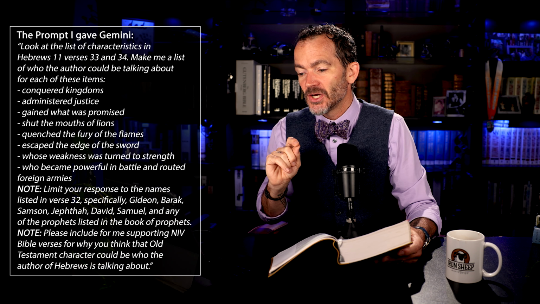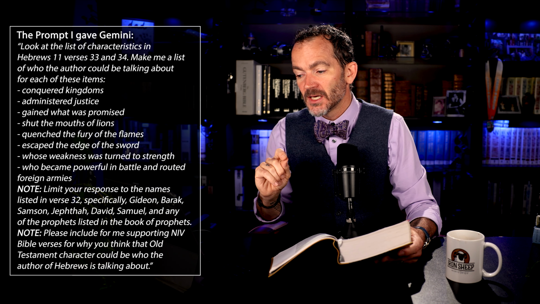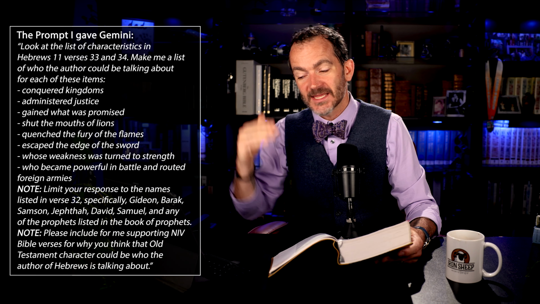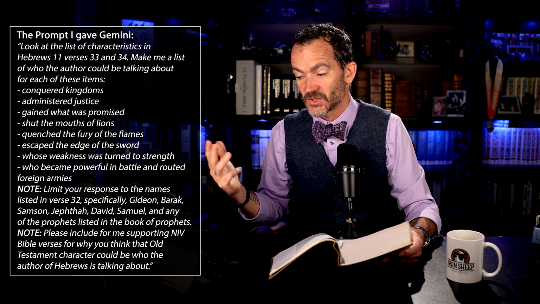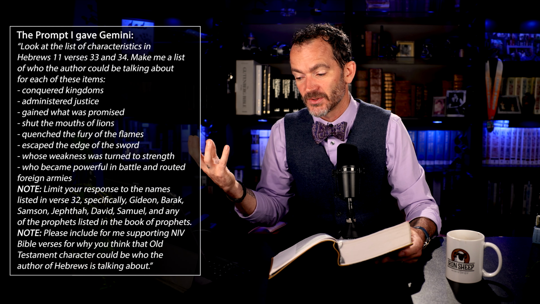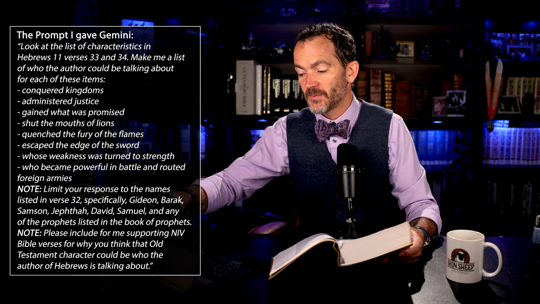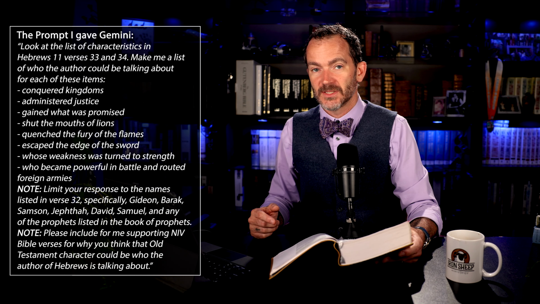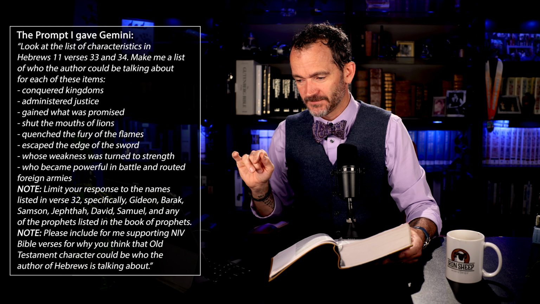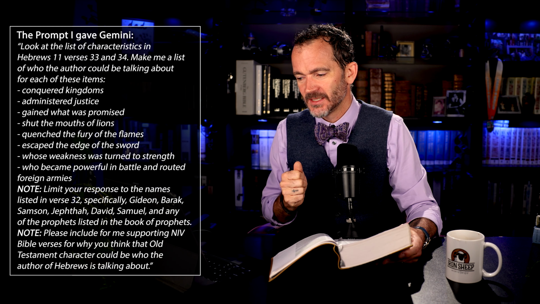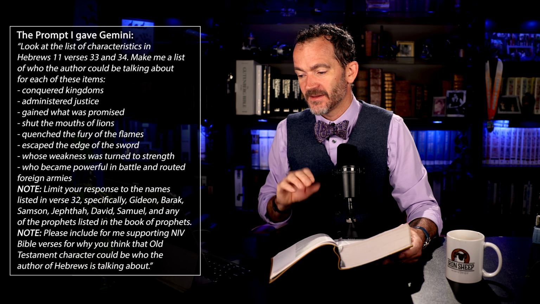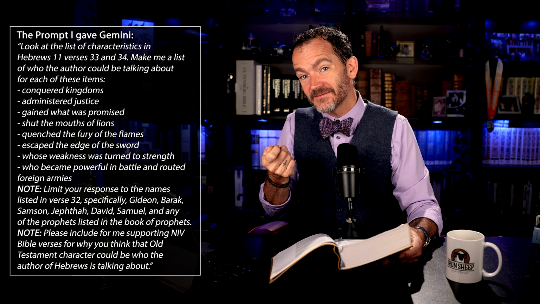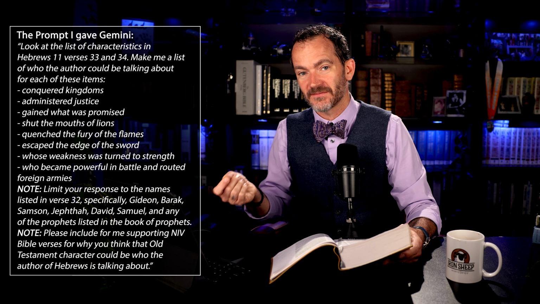Make me a list of who the author could be talking about for each of these. And then I listed it off. Conquered kingdoms, administered justice, gained what was promised, shut the mouths of lions, quenched the fury of the flames, escaped the edge of the sword, whose weakness was turned into strength, who became powerful in battle and routed foreign armies. Then I added, before I hit enter, limit your responses to the names listed in verse 32, specifically Gideon, Barak, Samson, Japheth, David, Samuel, and any of the prophets listed in the book of prophets.